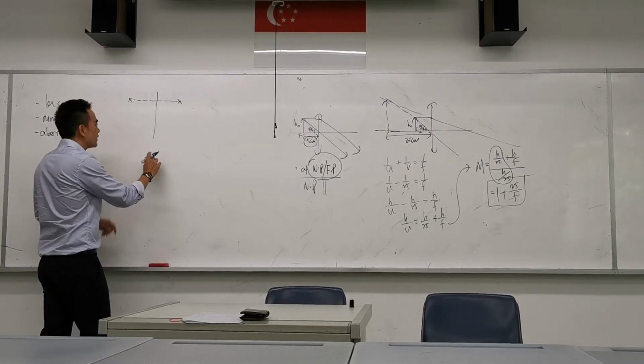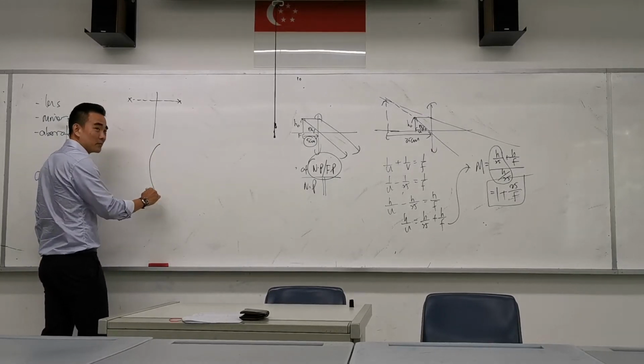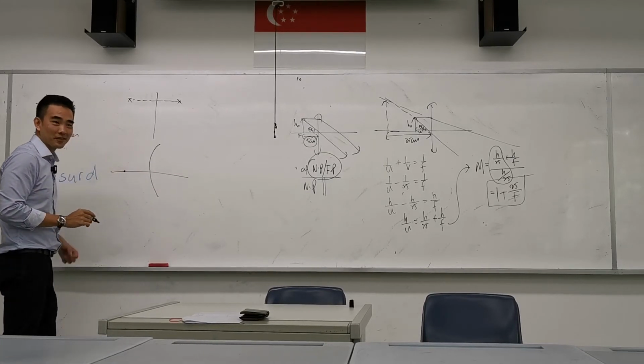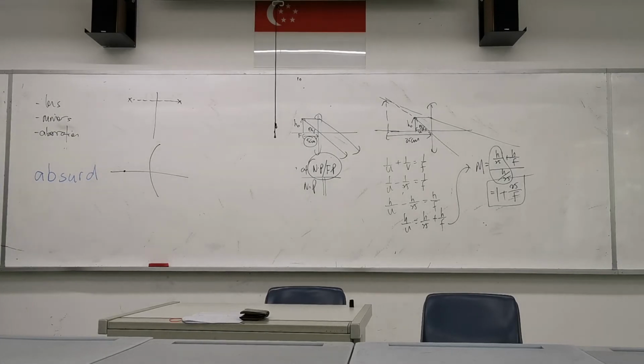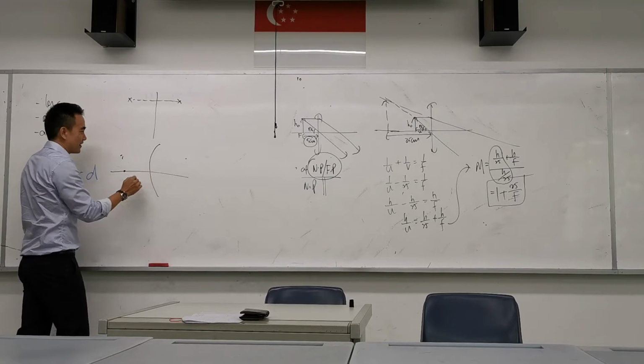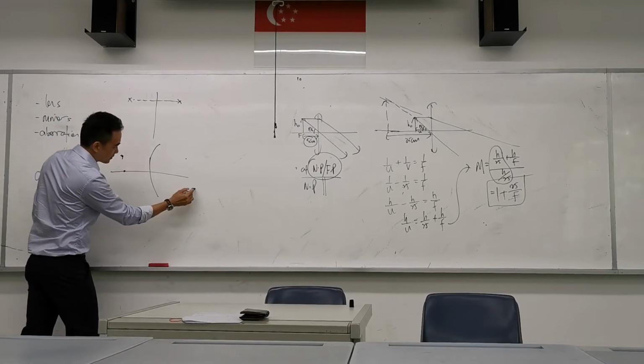So this one, what if I have this one? I got a point here. Where's the image of the point? Same. How about here? Same. So here and here, like this.